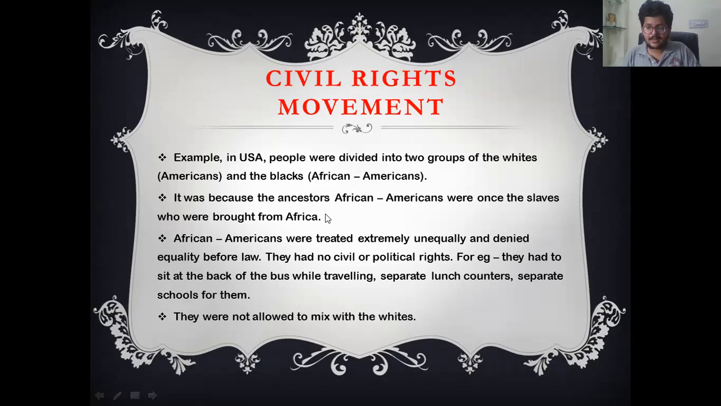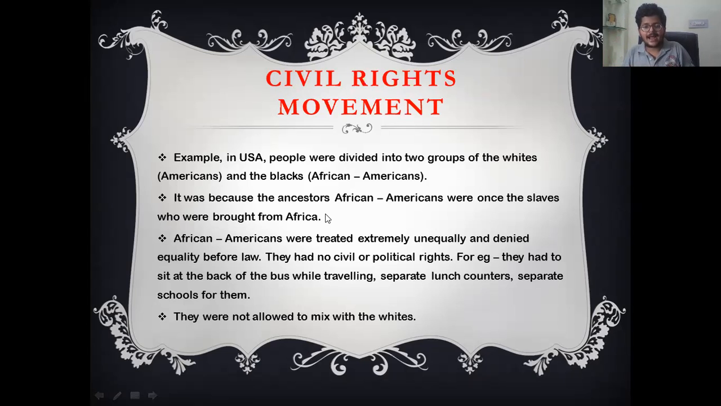The kinds of ill treatment that was given to them are given in this slide. Like in the buses, the blacks were given the back seats and the whites were given the front seats. Suppose the front seat was full and a white person came to the back seat, then the African Americans had to leave their seats for the whites. This kind of discrimination was there in America.